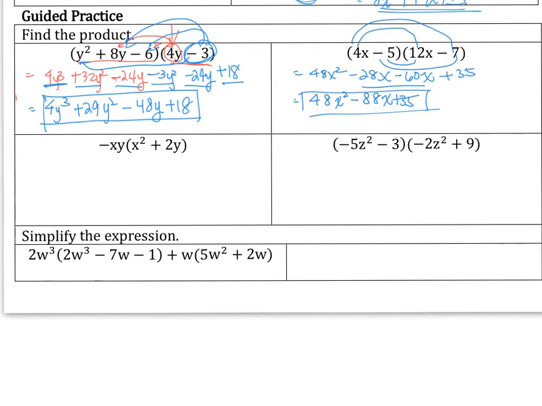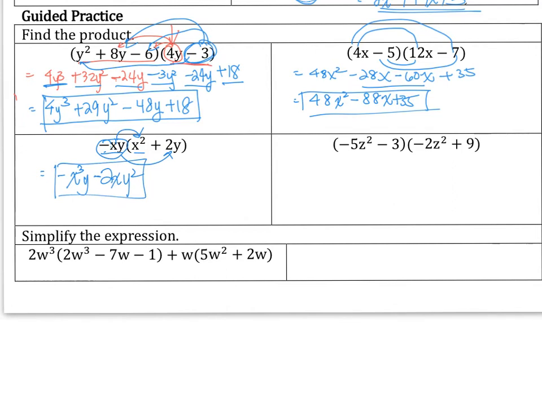And for the next one, we have negative xy times x squared. So using the distributive property, we should get negative x cubed y, because we have a power of 1 here. And then again, negative xy times positive 2y. That gives us a negative 2xy squared. Okay.